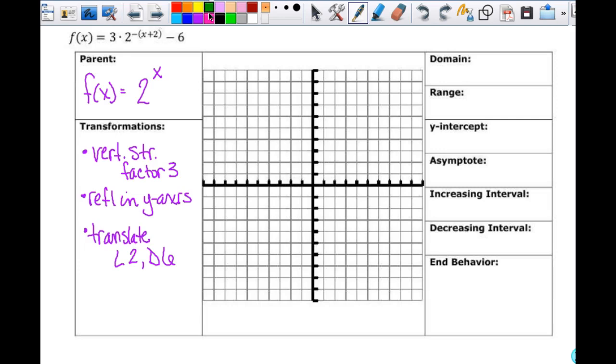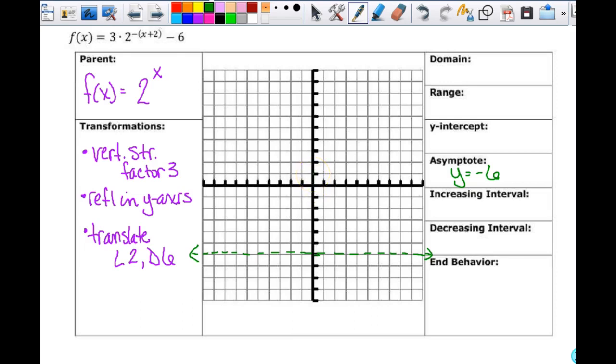the first thing I'm going to think about is my asymptote, which is usually at y equals 0, but if I have a vertical translation, that's going to affect that. So if it goes from 0 to negative 6, 1, 2, 3, 4, 5, 6. So this is my horizontal asymptote here, which is now at y equals negative 6. My parent function starts at 0, 1, no matter what.